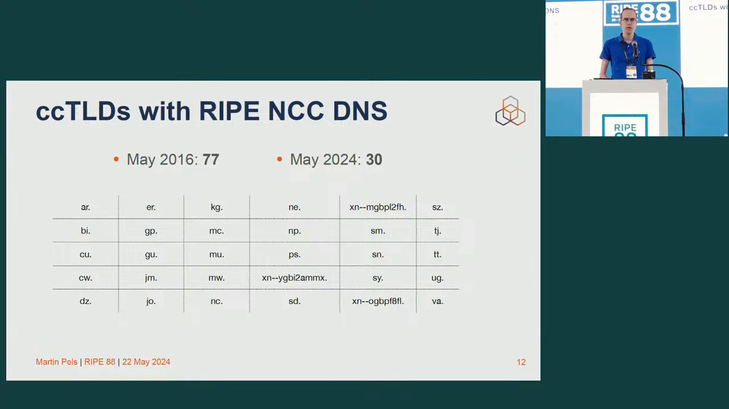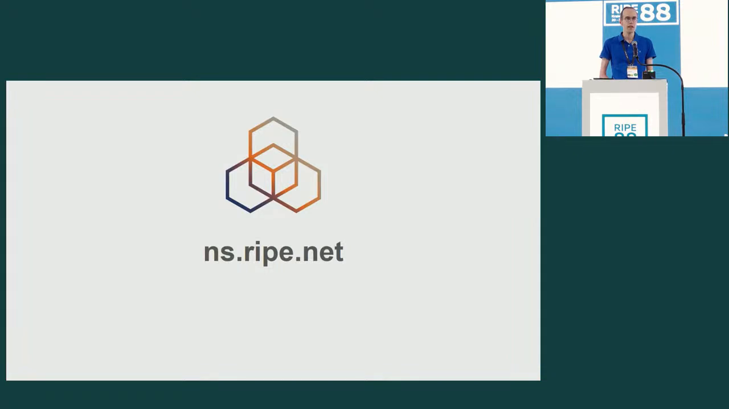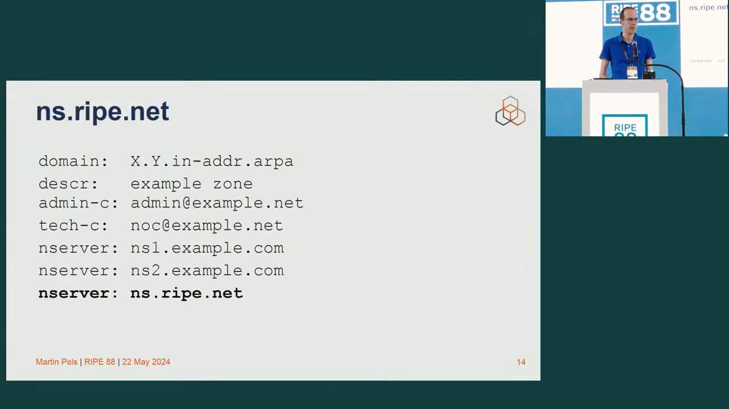So when this document was written in 2016, we had 77 ccTLDs on the platform. And this has slowly decreased, and we're now at 30. The list is on the slide. And we expect this to slowly go down in the future, as more and more TLDs mature. Then the last service I wanted to talk about is ns.ripe.net.